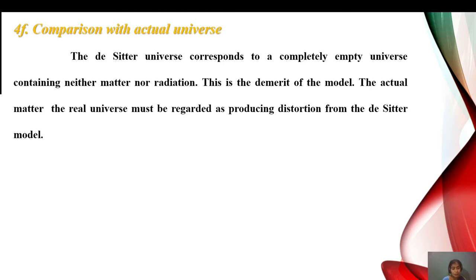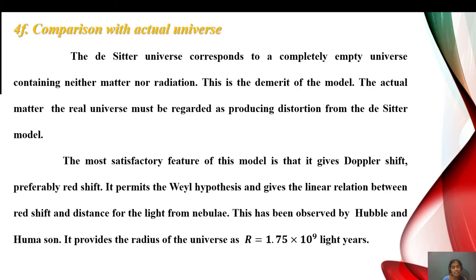The actual matter, that is the real universe, must be regarded as a distortion from the de Sitter model. Okay, the most satisfactory feature of this model is that it gives the Doppler shift correctly, for the red and violet shift that will be formed. Perfectly, the red shift permits the Hubble hypothesis and gives a linear relationship between the redshift and distance.